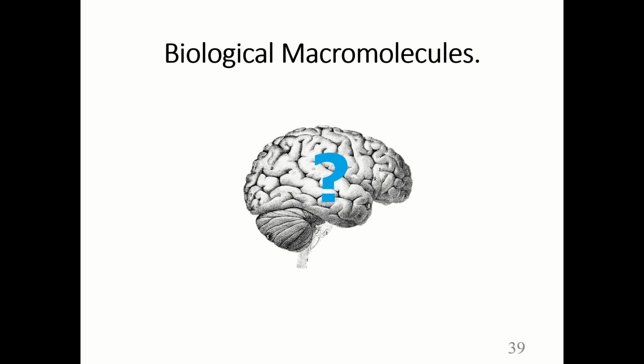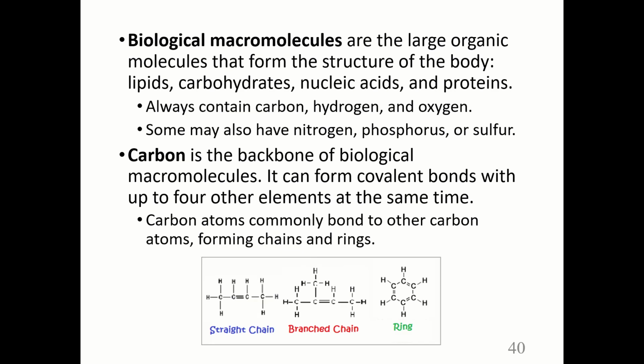Okay, we'll finish out the chapter discussing biological macromolecules. Biological macromolecules are the large organic molecules that form the structures of the body. They include lipids, carbohydrates, nucleic acids, and proteins. These biological macromolecules always contain carbon, hydrogen, and oxygen. Some may also have nitrogen, phosphorus, or sulfur.